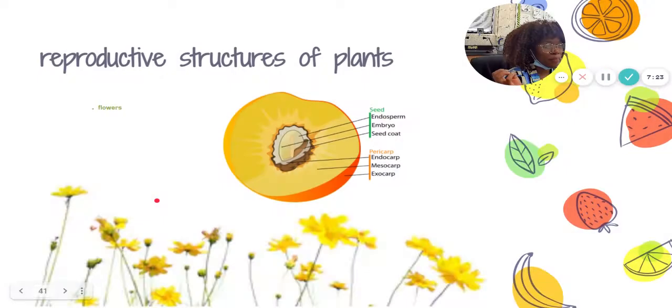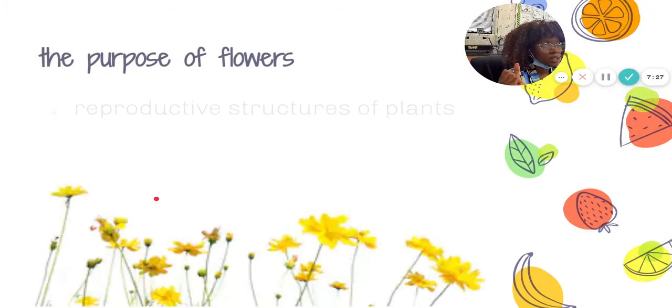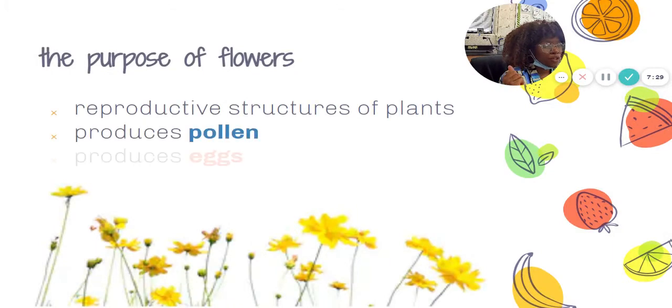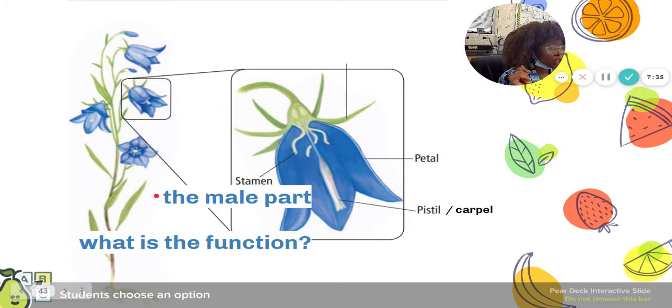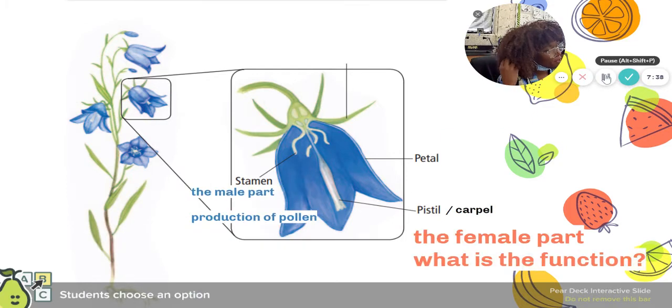Plant reproduction. So reproductive structures of plants include flowers, seeds, and fruits. So remember that flowers are the reproductive structures of plants that produce pollen and eggs. So we have a male part. What is going to be its function? Then we have a female part of the flower. What is its function?